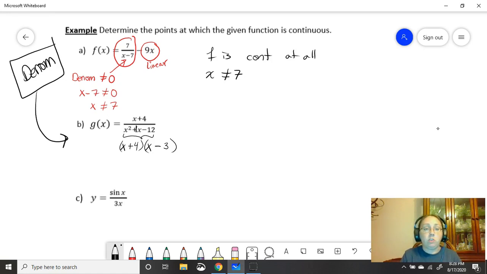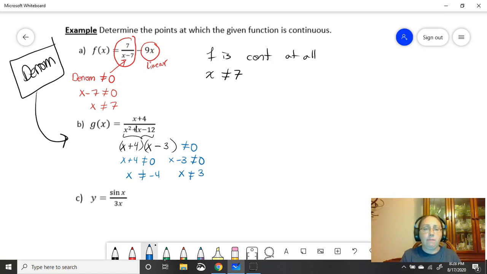So what we've just learned here is that our denominator is not allowed to be 0. That would be where this function is undefined. And we're going to solve this. Remember, if you have a product of two parentheses, so we factored the denominator, set each one equal to 0, and you'll be able to solve to see what x values individually make this denominator 0. So we end up with x is not allowed to be negative 4 when we bring the 4 around, and x is not allowed to be 3 when we bring the 3 around.